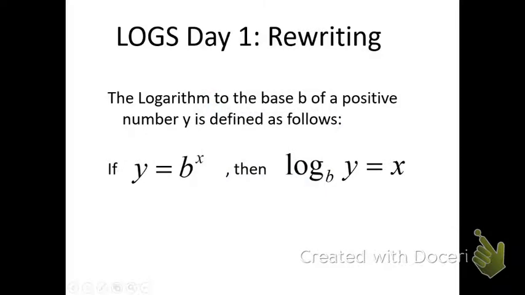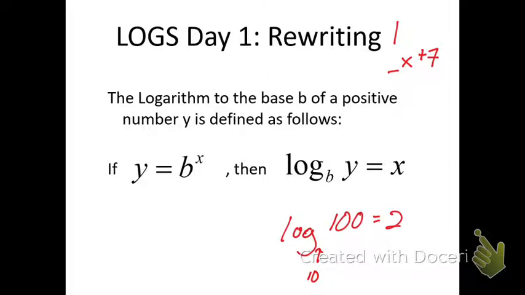Let me change the color then. Let's say I just have log of 100 is equal to 2. Now, if you don't see a base here, that base has to be 10. It's like if I have x plus 7. What's the number there? It should be a 1. But with logs, if you don't see a number, it's base 10.